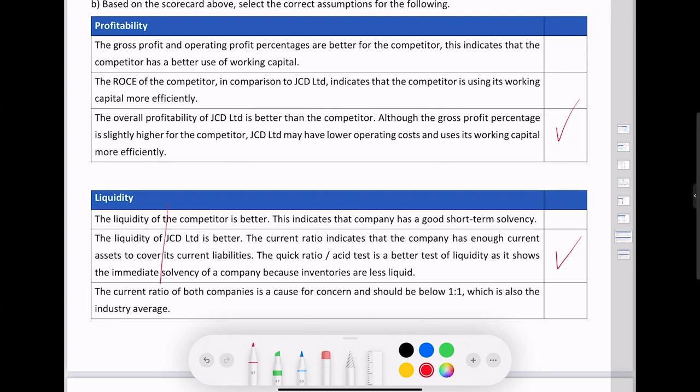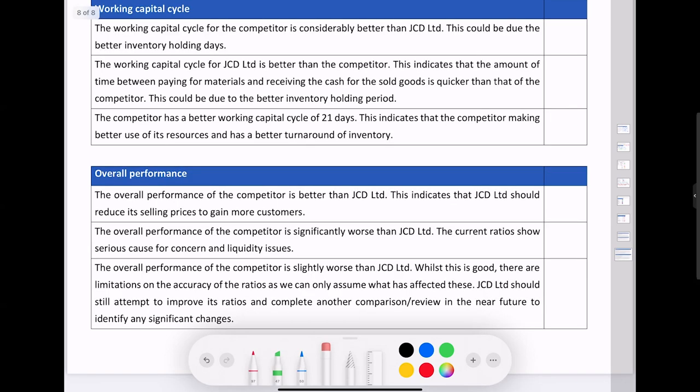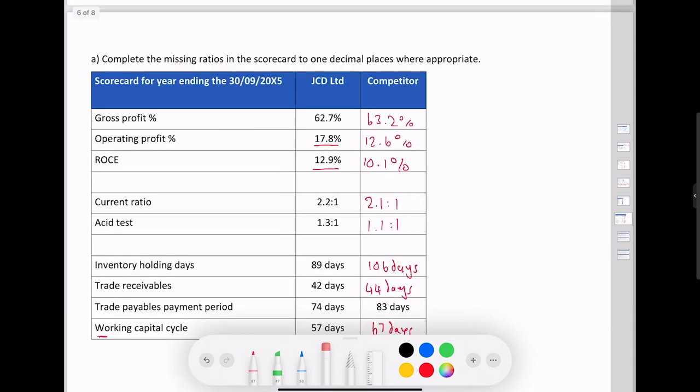Apologies. So just these two more, and that will wrap up the session. So the working capital cycle, it says the working capital cycle for the competitor is considerably better than JCD. This could be due to the better inventory holding days. Well, having a look, the working capital cycle is actually worse for the competitor because it takes longer, 67 days in comparison to 57 days. So that would definitely be false.